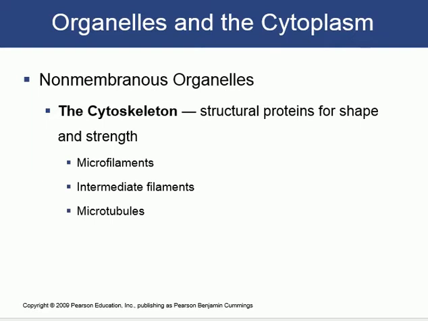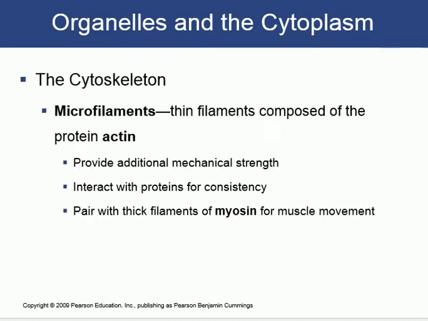So we have microfilaments, intermediate filaments, microtubules. These are the different parts of the cytoskeleton. Which one is the largest? And which one is the intermediate? And which one is the small? Okay?